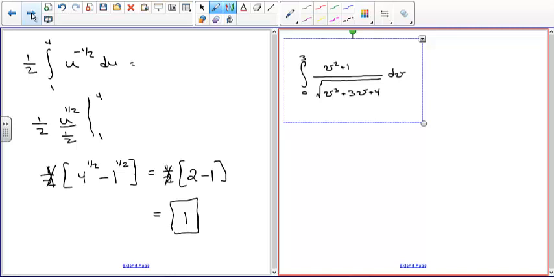Let's see where you are. Okay, so that's right. Now you have to remember your DV. So put the parentheses around the whole thing so that you know that you're multiplying everything times DV.